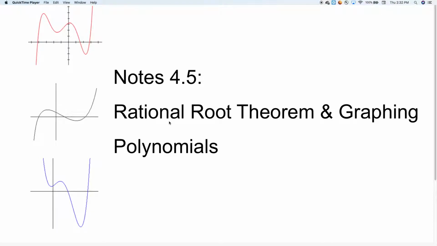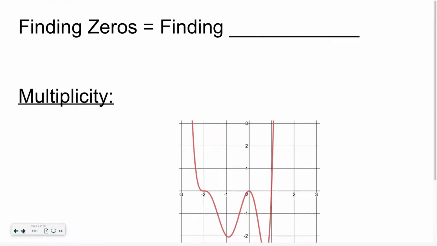Rational root theorem, I do want to clear up just one other idea that occurs in graphing polynomials and kind of review our factoring from the previous section 4.4. So first of all, on this slide, I have a statement up at the top that says finding zeros is equal to finding what? X-intercepts. Awesome.